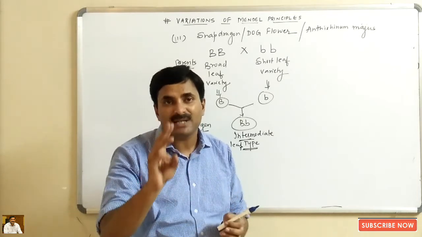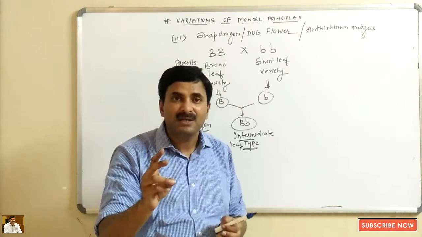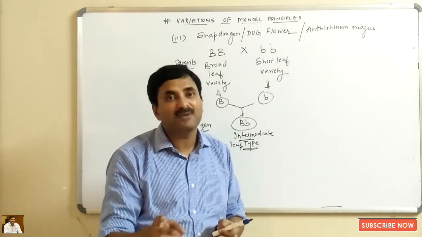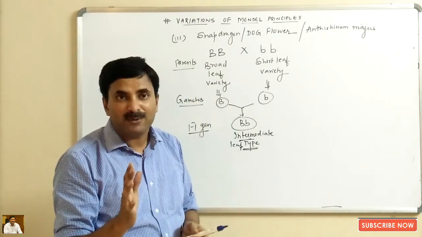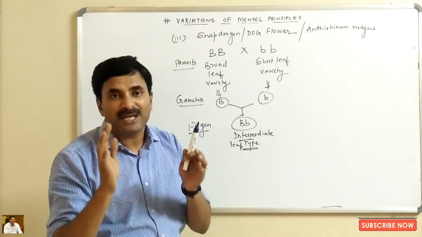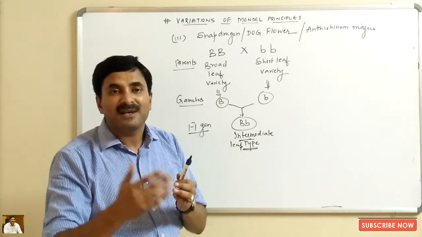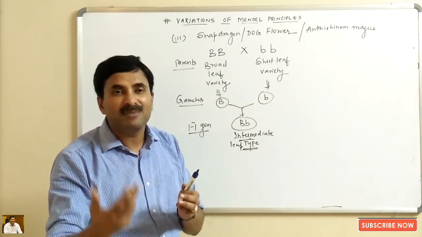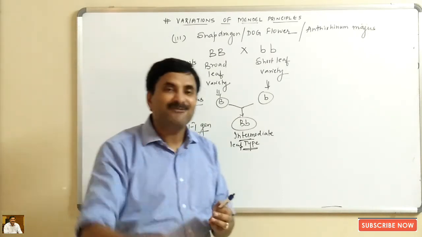So we have quoted three examples of incomplete dominance. One was Mirabilis jalapa, the second was the Andalusian fowl, and the third one was the snapdragon or the dog flower. We have purely concentrated this video on incomplete dominance. We'll be discussing a few more gene interactions like complementary gene effect, supplementary gene effect, epistasis, inhibitory gene effect, codominance, and multiple allelism in the next videos.